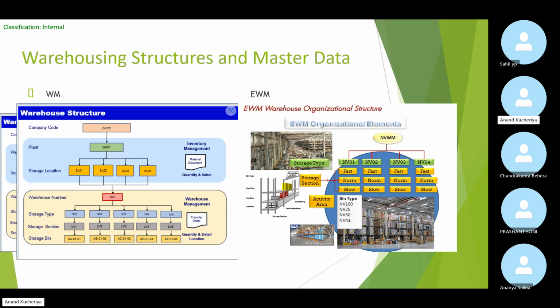Then we have some storage types for the work center. For example, there is a work center where we are doing packing or value added activities. Apart from that, we also saw different types of storage types, such as the identification point storage type. So this comes under the EWM warehouse.